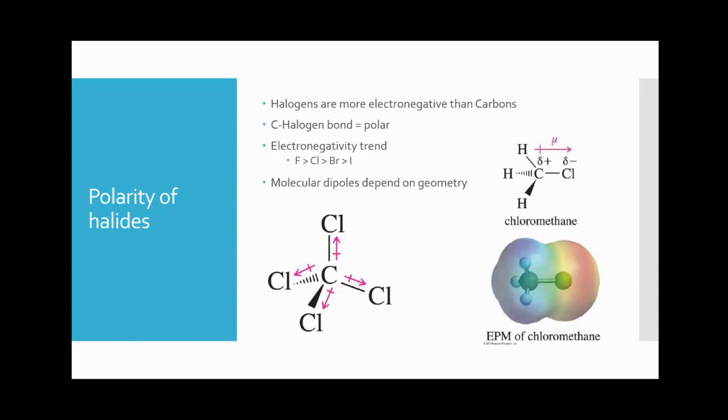An important thing you need to know is that the individual carbon-halogen bonds are polar, and electronegativity increases when you look at the periodic table from bottom to the top, and then from left to right. So the most electronegative is in the top right.